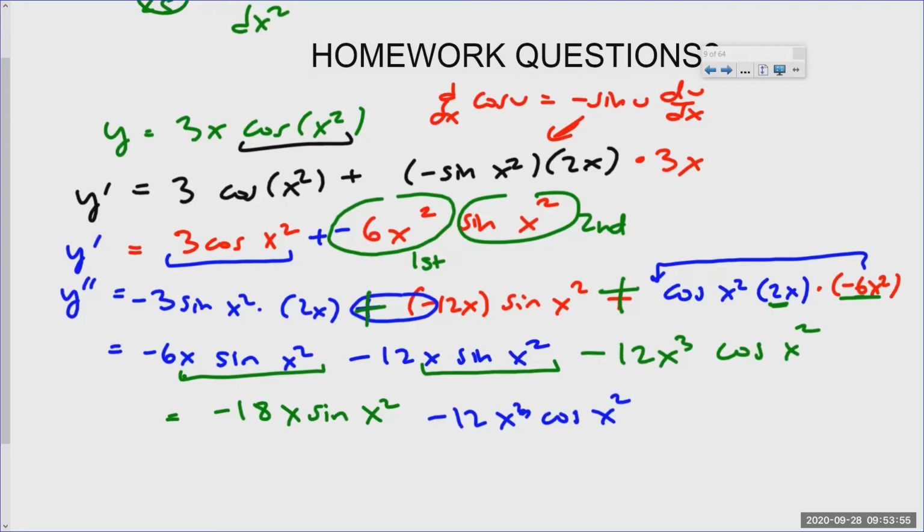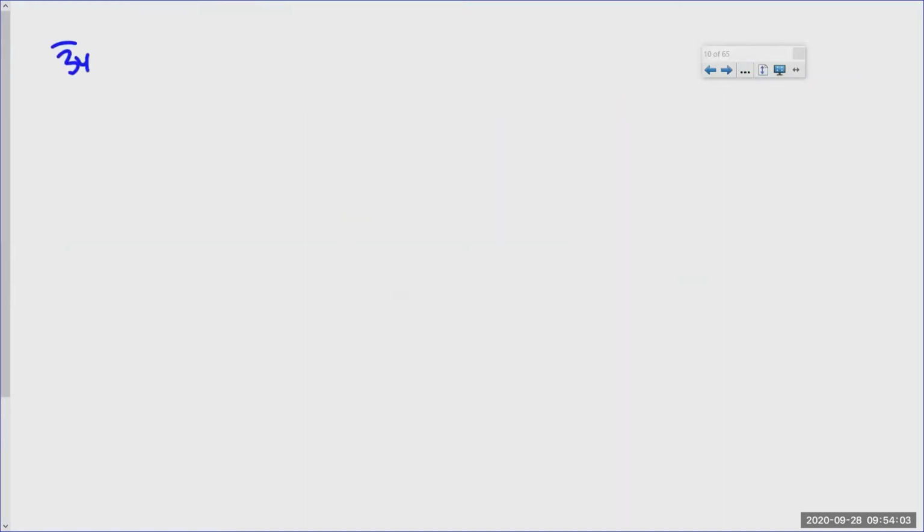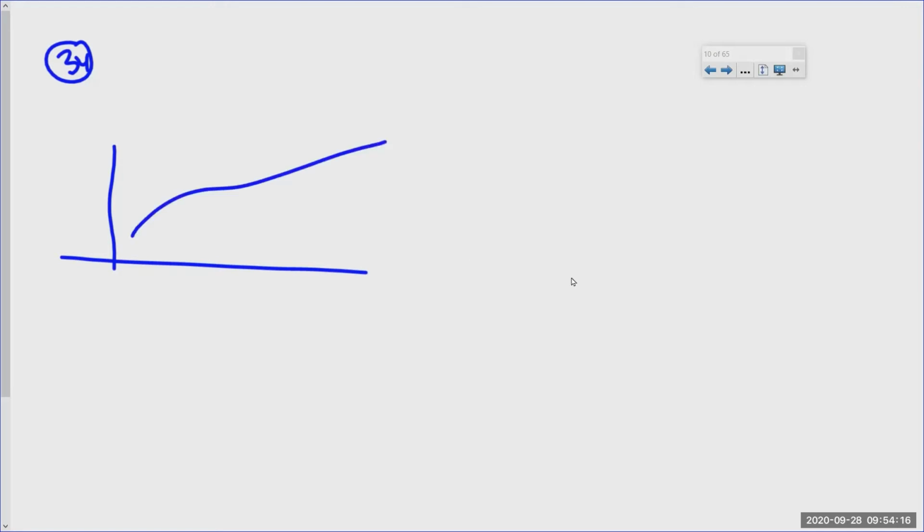34. Okay, so 34, I think the hard part is just understanding the question. So let's look at 34. 34 says I have this f function, and I don't know what it looks like. So I'm just going to graph the f function. I have no idea what it looks like.